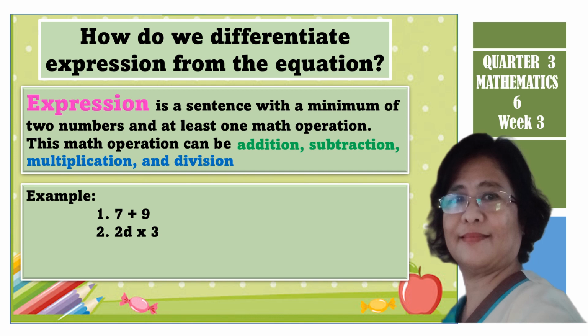Next, we have the difference of 5 times a number and 7. Pwede rin basahin 5n minus 7. And the last one is the quotient of 6 times a number and 2. Maaari itong basahin ng 6n divided by 2.